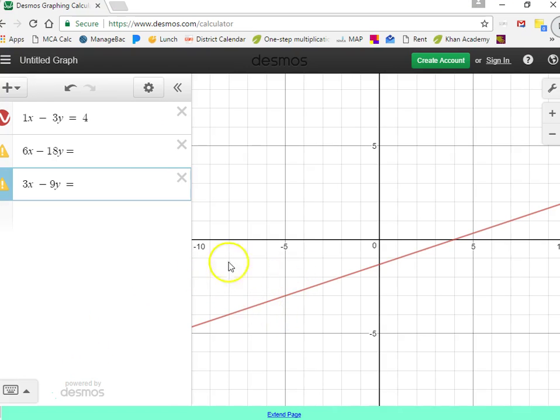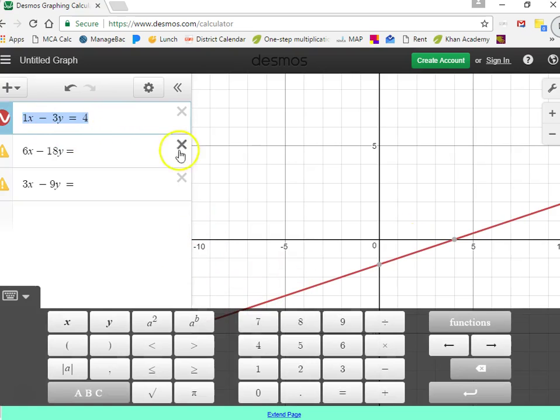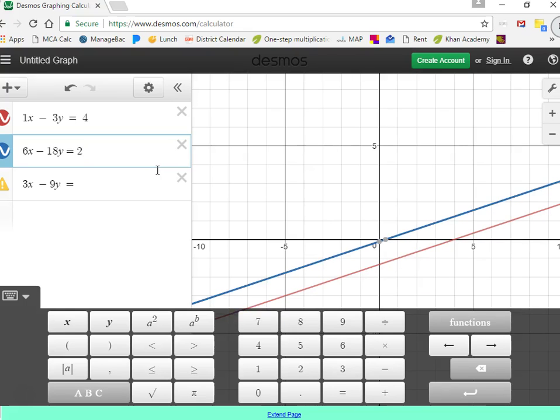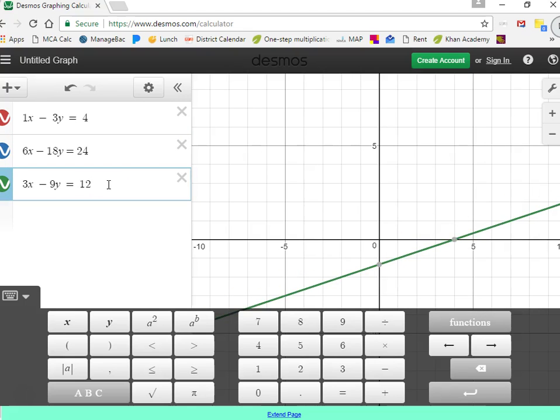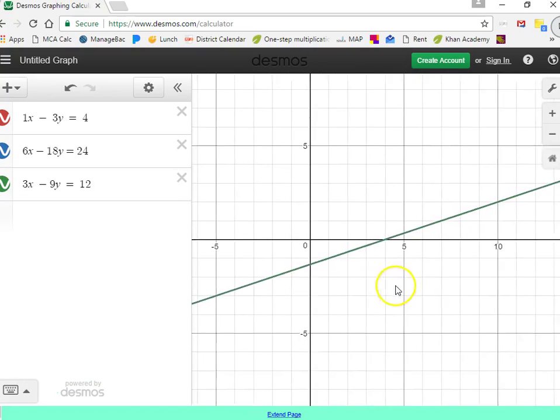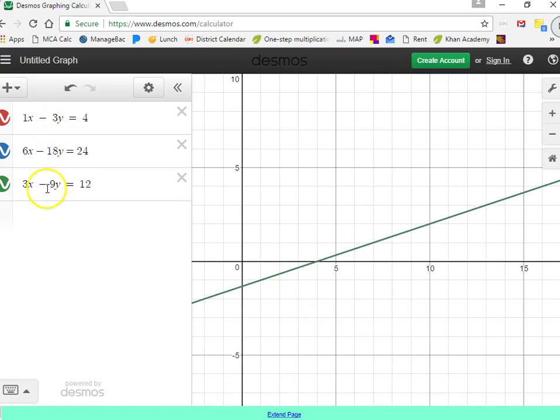All right, just to show you that these are the same equation, I have the first equation graphed: 1x minus 3y equals 4. Now if we put 6x minus 18y equals 24 in, if you notice, that line just went on top of the red line, you see? Do it again, 24, it went on top of the original line, so it's the same line. And then our original equation, 3x minus 9y equals 12, it's that green line, and once I make it 12, again, same line. So if you look, each of these equations graphed the same line.